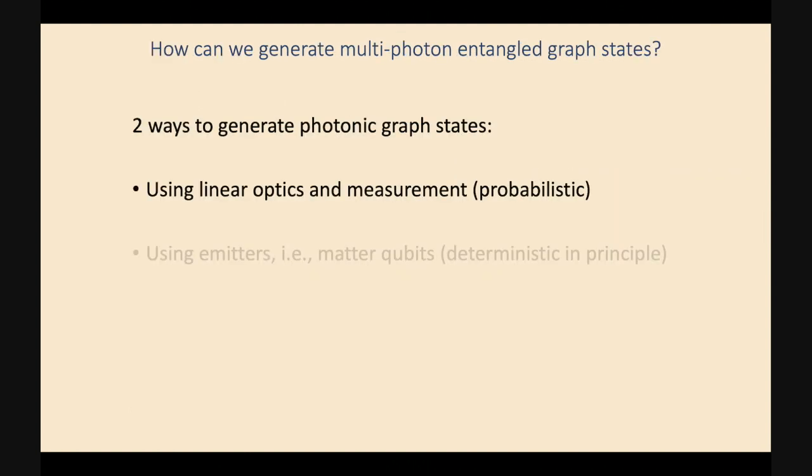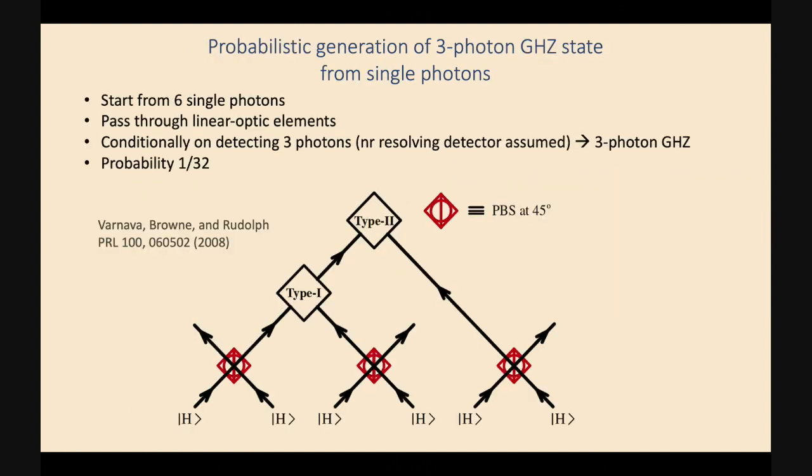So I'm going to speed up and just mention that it's very inefficient to create these states using linear optics, which is what people have been mostly doing for a long time. For example, to just get a 3-photon GHZ state, the probability is 1 over 32. So the vast majority of the time, this fails, and you have to try again.